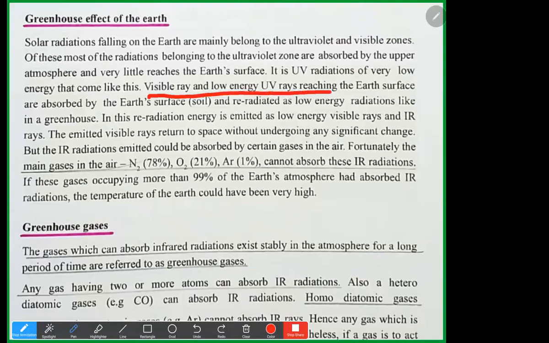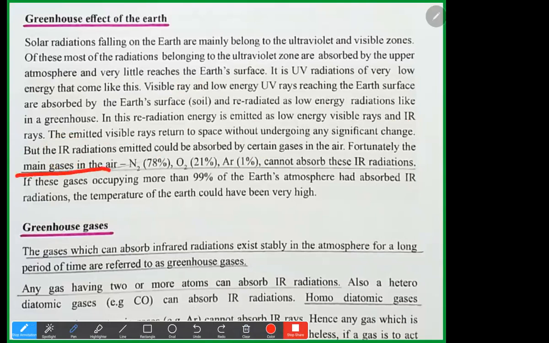Visible rays and low energy UV rays reaching the Earth's surface are absorbed by the Earth's surface or the soil. Okay, so this is absorbed by the soil and re-radiated as low energy radiations like in a greenhouse. In this re-radiation, energy is emitted as low energy visible rays and IR rays. The emitted visible rays return to space without undergoing any significant change, but the IR radiation emitted could be absorbed by certain gases in air.